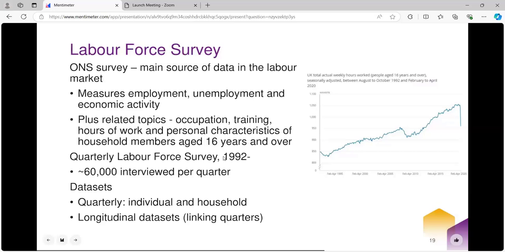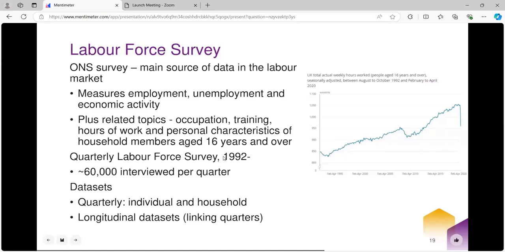Another one, and this is probably the one that gives us the most grief as a support service because we get most queries about this. So it's the main source of data about the labour market. It looks at employment, unemployment, economic activity, and a whole load of related characteristics. So occupation, training, hours of work, and household characteristics. It's run since 1992. It's carried out every quarter. There's around 60,000 people interviewed a quarter, and there are different data sets generated.